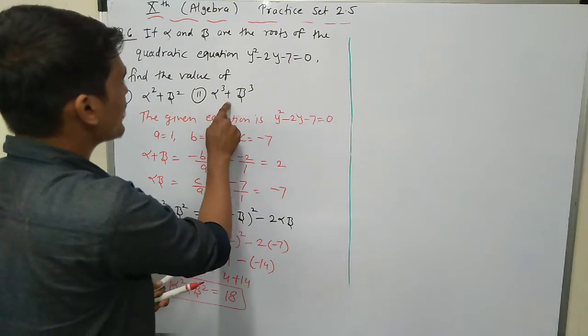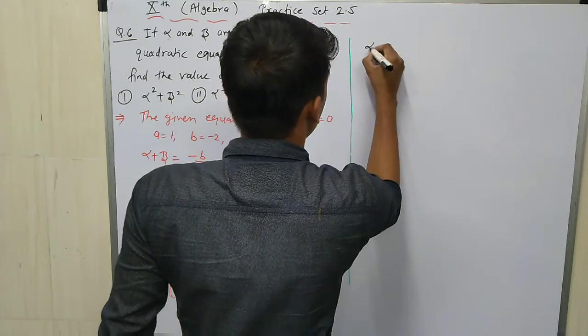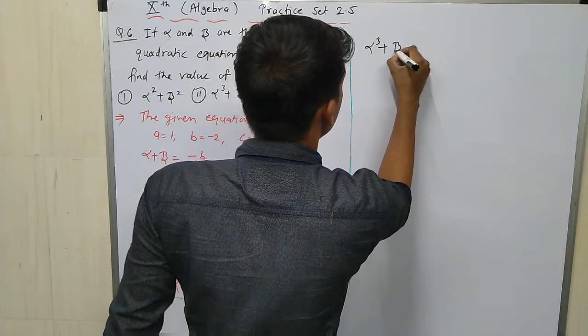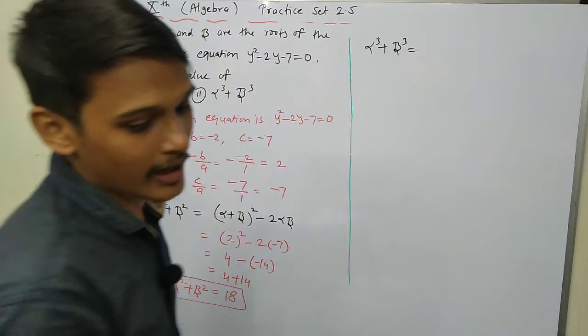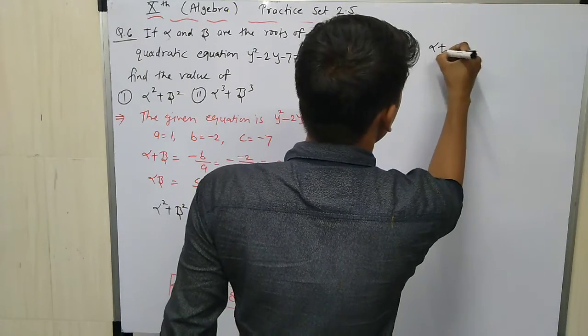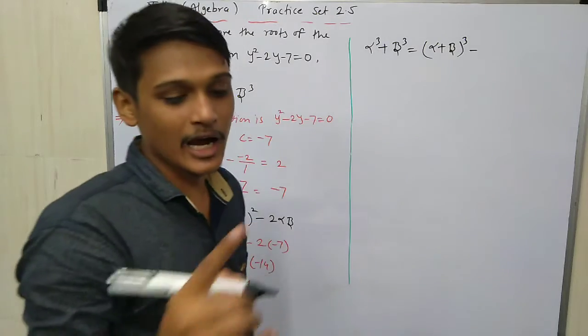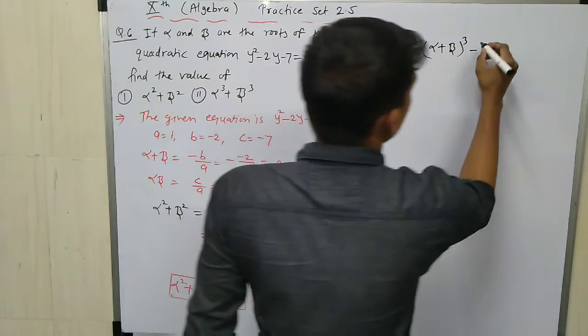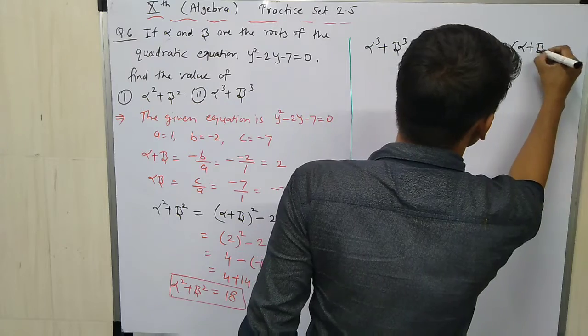Now second, alpha cube plus beta cube. You can write here alpha cube plus beta cube is equal to alpha plus beta whole cube, minus 3 alpha beta, into bracket alpha plus beta.